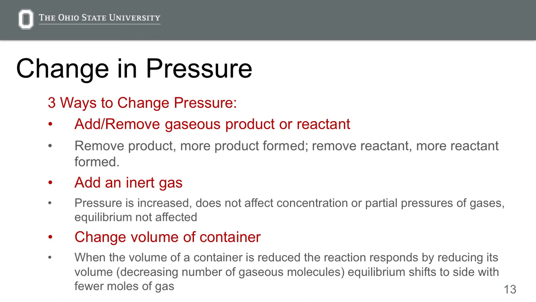So the other thing we can do is add and remove gaseous product or reactant. That's the same sort of effect that we've talked about with ammonia. That reaction was in the gas phase. Adding and removing reactants and products works for both aqueous species and gaseous species. It doesn't matter that it's a gas versus an aqueous species. So if you remove product, you're going to form more product. If you remove reactant, you're going to form more reactant. The one thing, though, that we hadn't talked about yet is adding an inert gas.